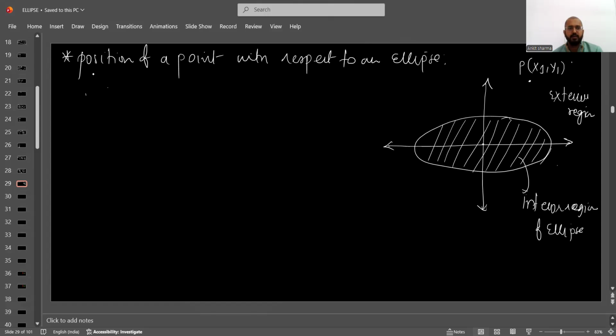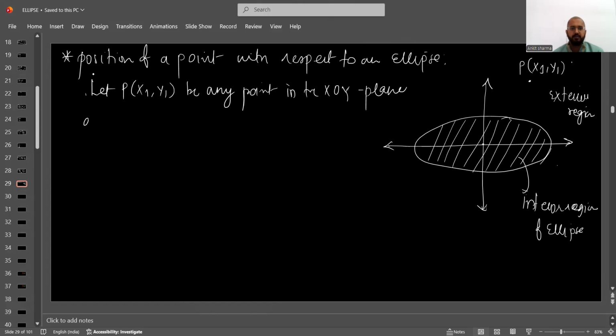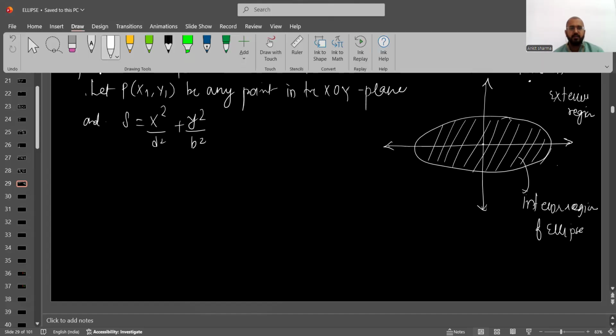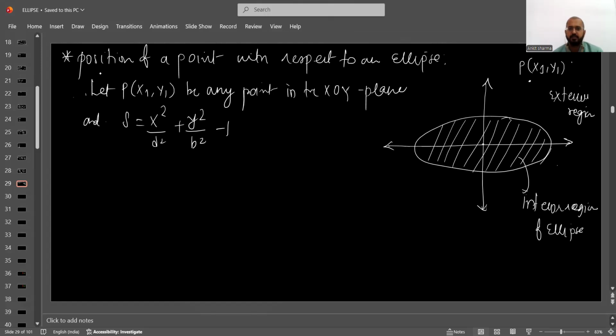When would I say that my point P, say (x1, y1), be any point in the xy plane, and S is equal to x square over a square plus y square over b square minus 1. I'm taking the 1 to this side. This is the standard notation for S. Now my point P is lying outside. So what should be the condition when P is outside? I'm just dropping a perpendicular.